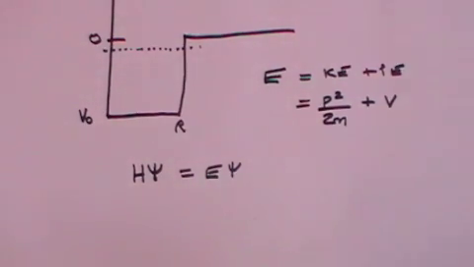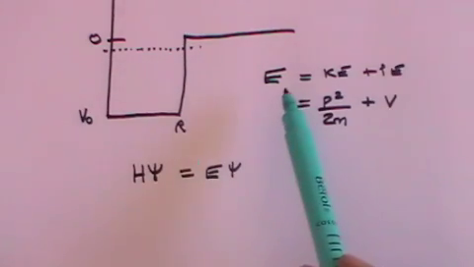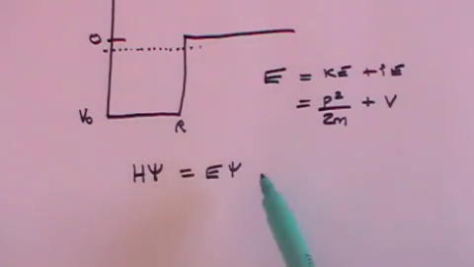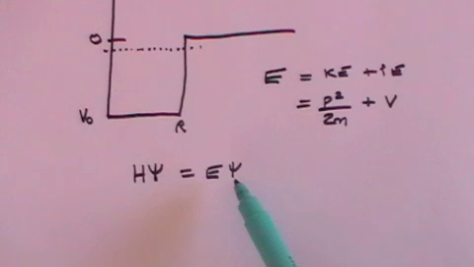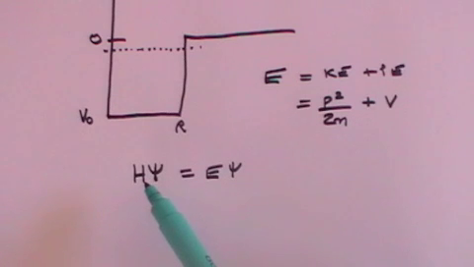Now, what does this mean? Firstly, E is the energy. It's the binding energy. Psi is the wave function. In quantum mechanics, you do not regard particles as particles, you regard them as waves, so they have to be represented by wave functions. And H is what's called the Hamiltonian.